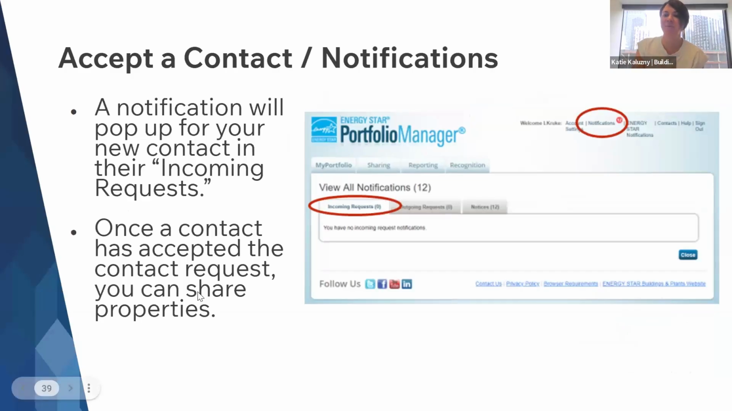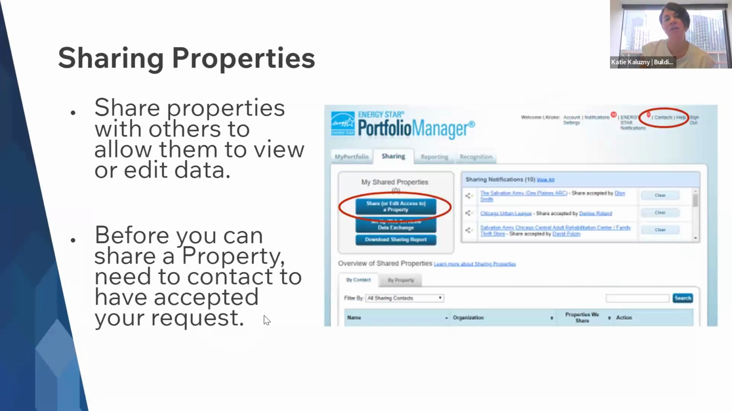There's a notifications tab at the top of Portfolio Manager that shows you whether you have any incoming or outgoing requests, where you can accept your friend requests. And then the sharing tab, which we touched on briefly at the beginning, which is next to the My Portfolio tab, is where you do that sharing. Once you have that contact and connection, and they've accepted your request, that's when you can share properties. You can select which properties you want to share. You don't have to share all of them. But again, once you have those contacts, you can do that sharing and work on things together.